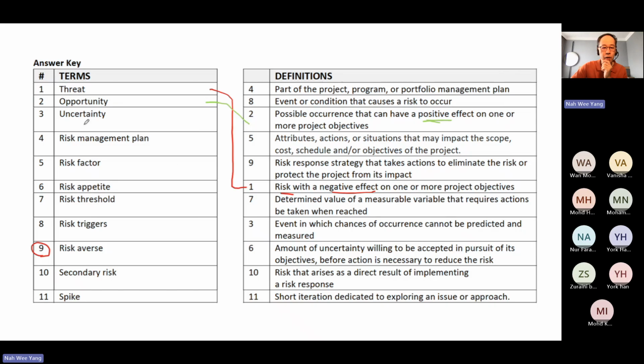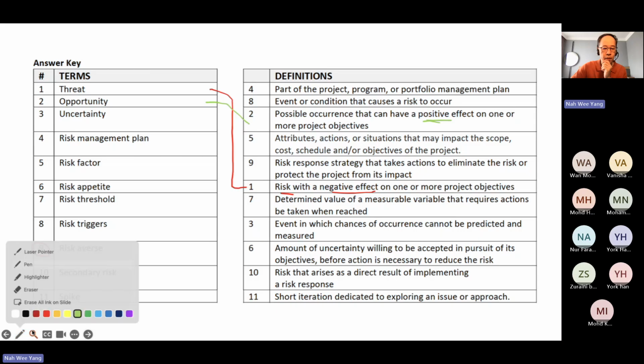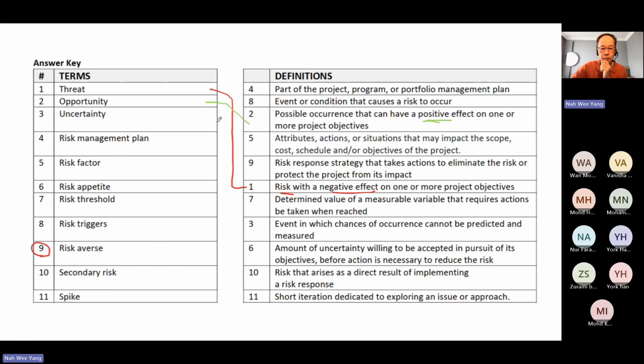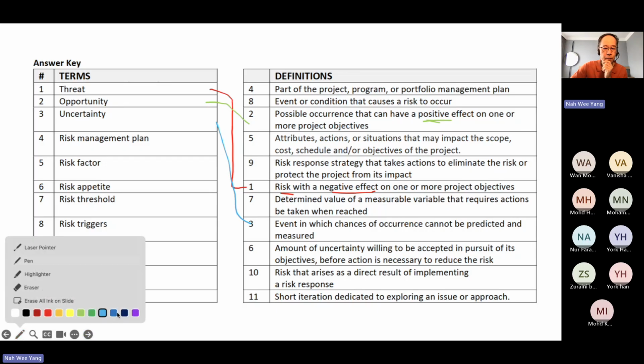This one you will know, okay? And then what is the uncertainty? Uncertainty mainly is some kind of things that cannot predict, right? So there's uncertainty, okay, which is here, right? And then risk management plan, you should know what this is, okay? Part of the project management plan, that's a risk management plan, okay? It's part of a PM plan.